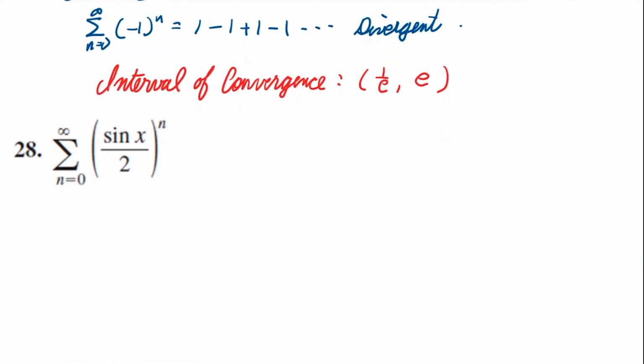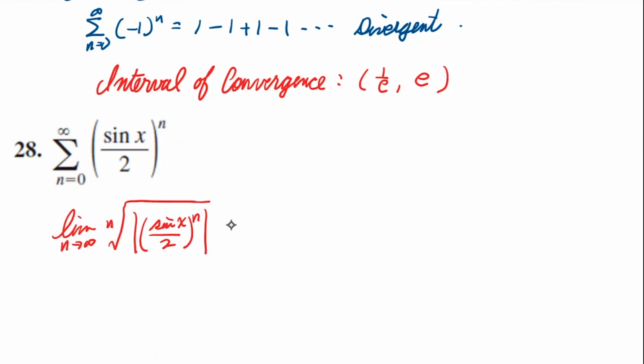Oh, look, another root test. Or ratio test? Root test it is, right? Whenever you see the whole thing to the nth power, that's perfect for the root test, isn't it? Yeah, so let's do it. So we have the limit as n approaches infinity of the nth root of the absolute value of sine x over 2, to the nth power. Good. And then likewise, this thing cancels. So the only thing you get is the absolute value of sine x over 2. Good. And notice that n got canceled out, so we don't have n.